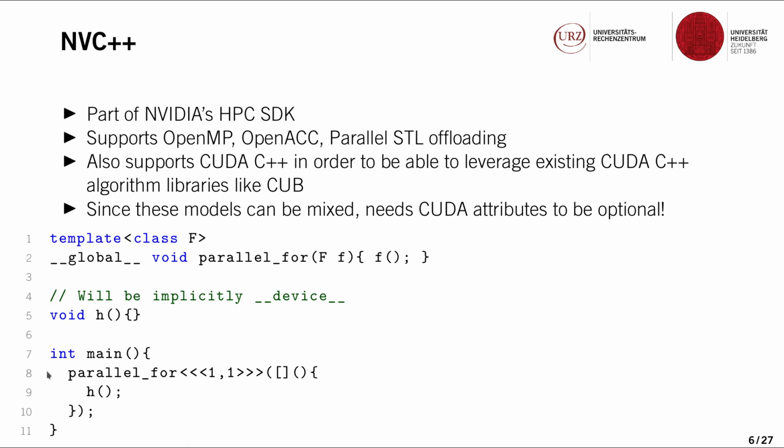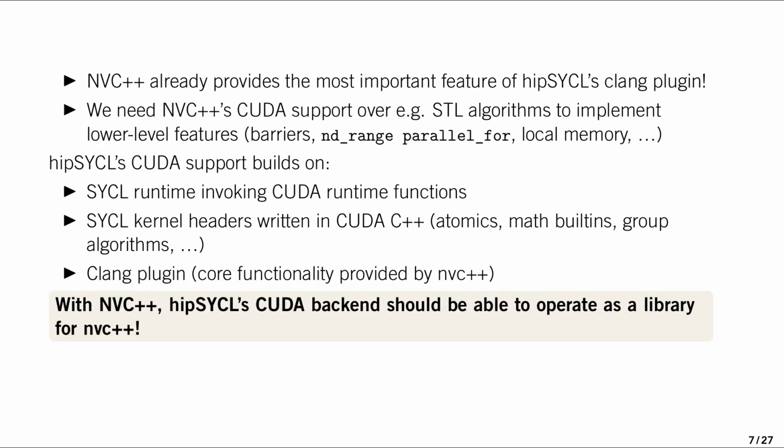This example, of course, already looks quite a lot like what you would want in SYCL. So with this functionality, NVC++ already supports the most important feature of HipSYCL's Clang plugin. And one important thing to note is also that we really need CUDA support. We need NVC++ CUDA support over, for example, NVC++ capability to offload parallel STL algorithms, because we need to implement lower level features in SYCL such as barriers or ND-range parallel_for, local memory, and so on, which is not possible with higher level models such as parallel STL offloading.